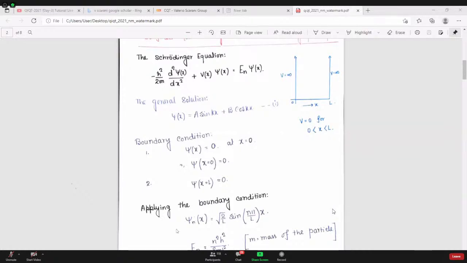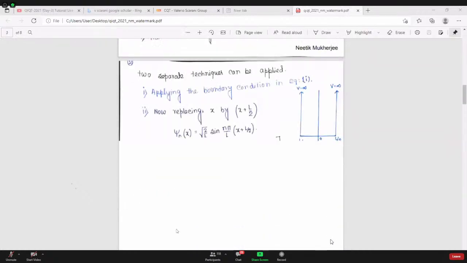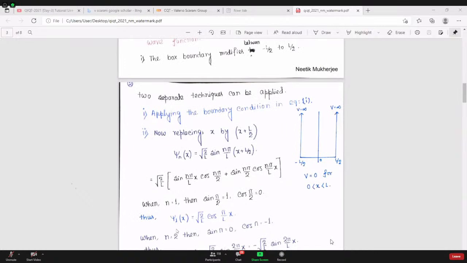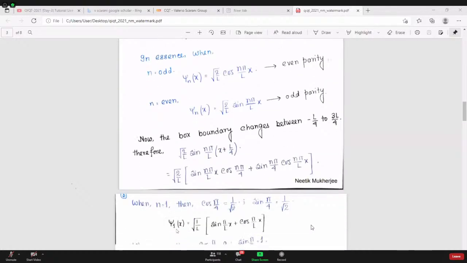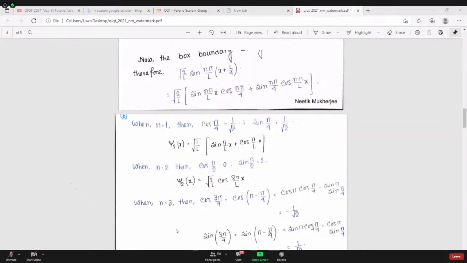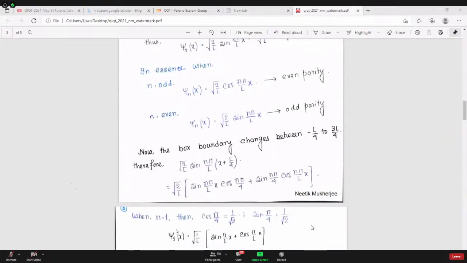Look, when you take 0 to L, then look at the boundary condition: at 0 the potential is infinite. Yes, sir. At L, potential is infinite. Similarly, when you go to minus L by 2 at the boundary, actually you are shifting the box. So that is how the amplitude is changing according to the shifting of the box. Yes, sir. Thank you, sir. So that means changing the boundary will affect your amplitude.